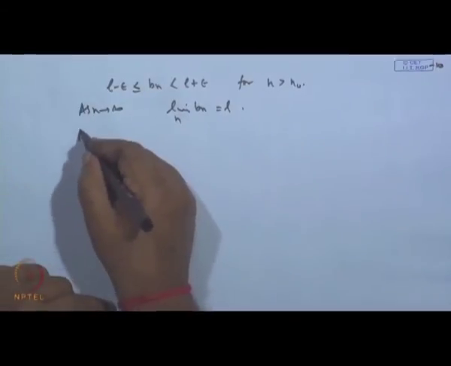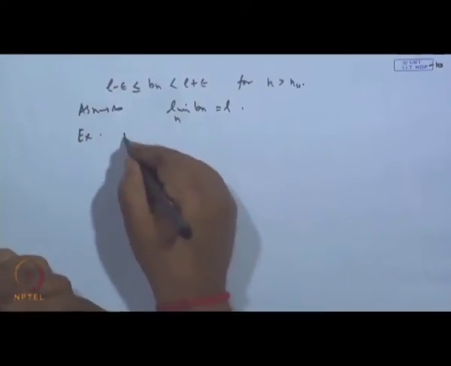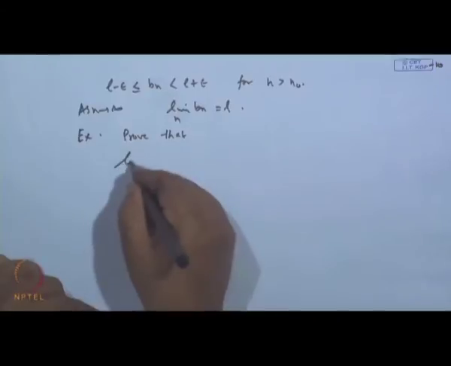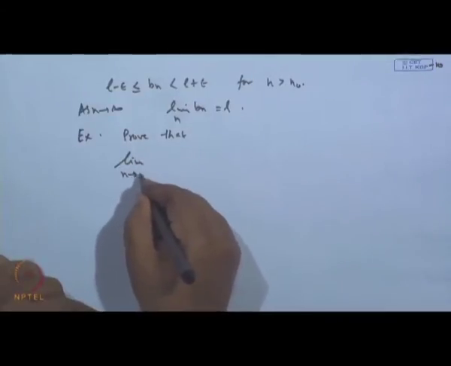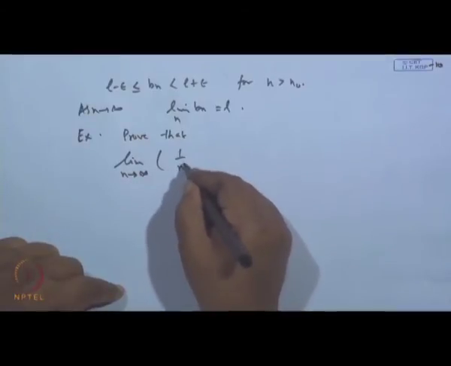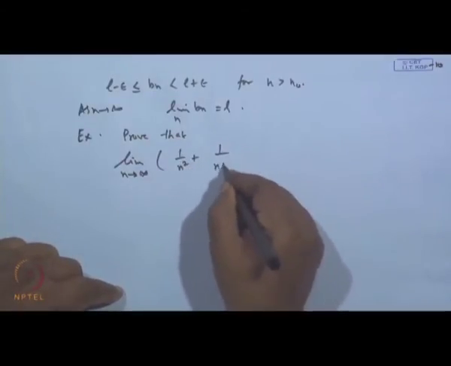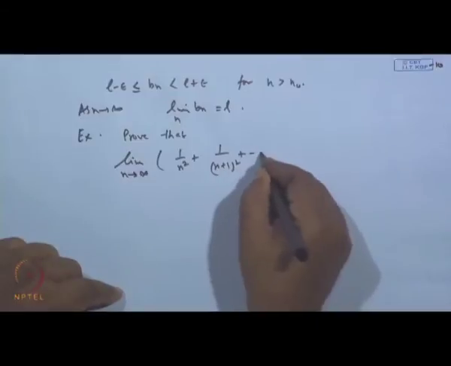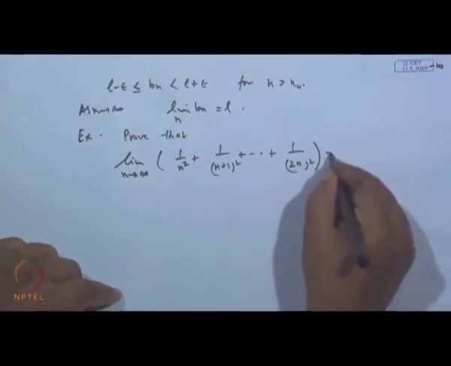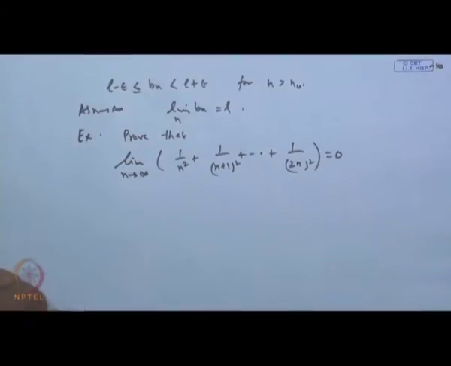For example, what is the use? Suppose I take this problem: prove that the limit, as n tends to infinity, of 1 by n square, 1 by n plus 1 whole square, and so on, up to 1 by 2 n square, is 0. The limit of this is 0. We wanted to show this.